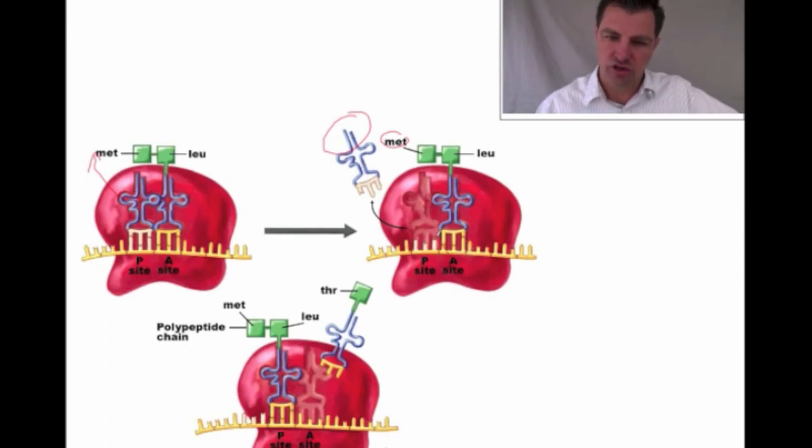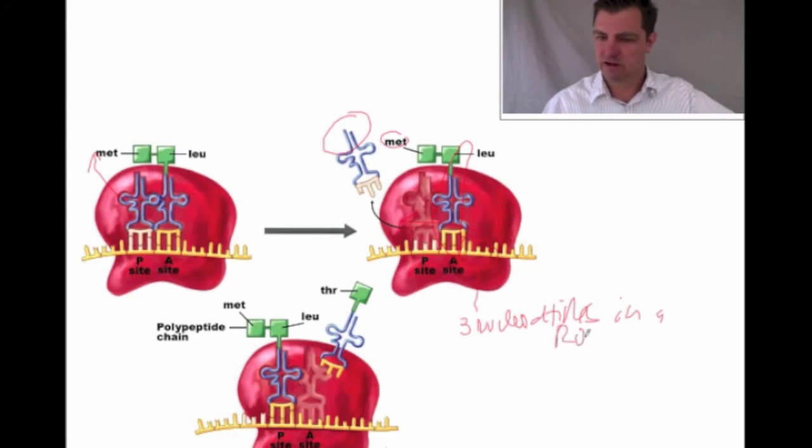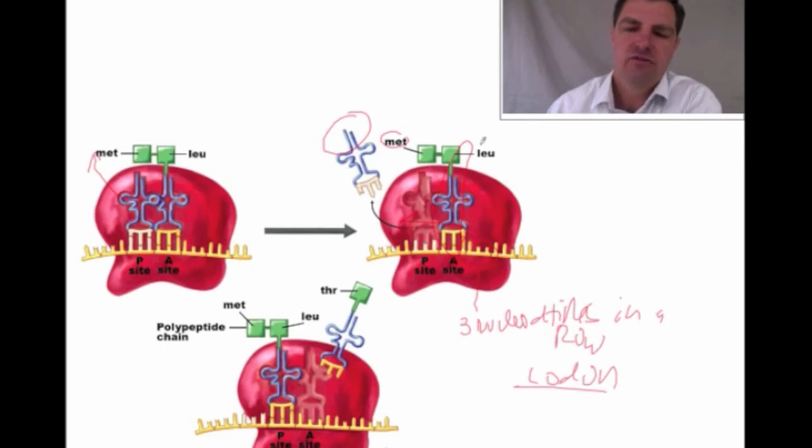This whole thing here in the A site, including the mRNA with it, is going to move down one codon. Again, a codon is that section of 3 nucleotides in a row. I'm going to read these codons with my anticodon. The whole thing's going to move down. That's going to open up this next one.